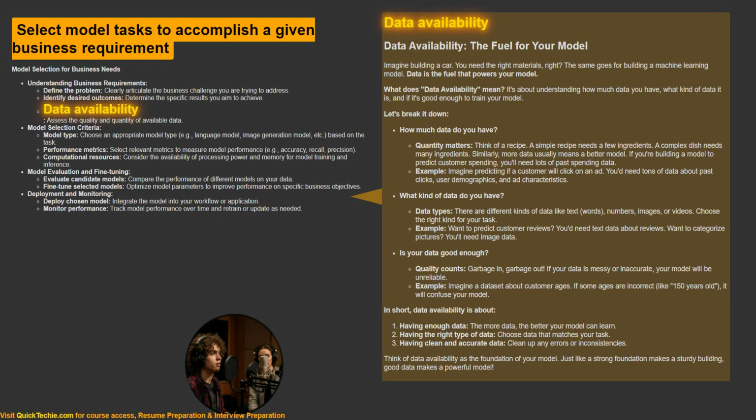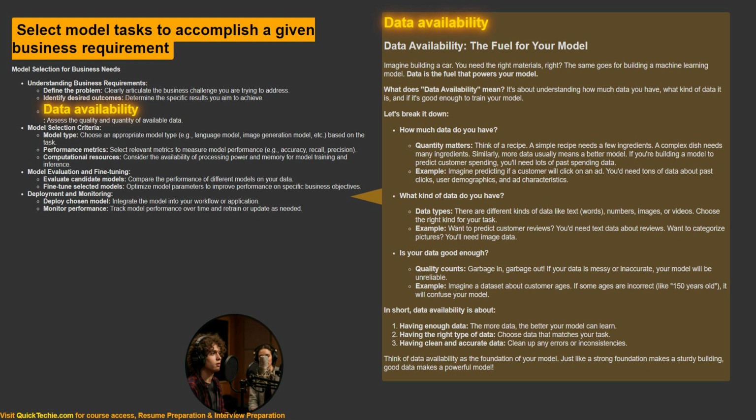What kind of data do you have? Data types. There are different kinds of data like text, words, numbers, images, or videos. Choose the right kind for your task. Example: want to predict customer reviews? You'd need text data about reviews. Want to categorize pictures? You'll need image data. Is your data good enough? Quality counts: garbage in, garbage out. If your data is messy or inaccurate, your model will be unreliable.